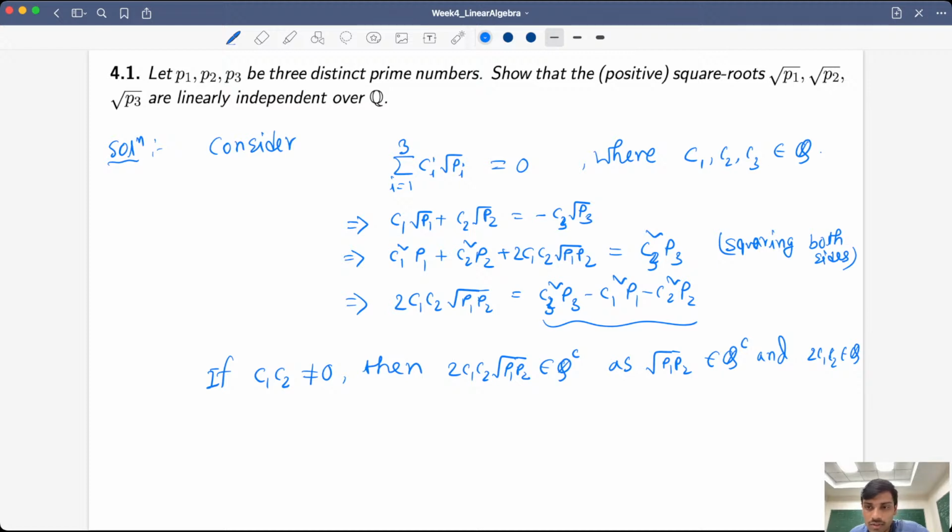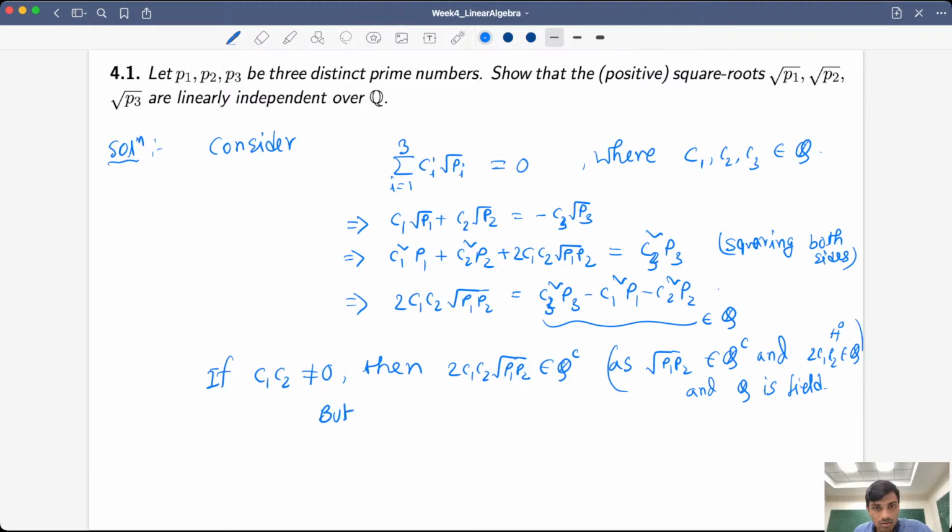and Q is a field. I also assume this is non-zero, so its inverse exists, and that is the contradiction you will get. So this thing belongs to Q. On one hand you have this belonging to Q complement, on the other hand this belongs to Q, which is a contradiction.